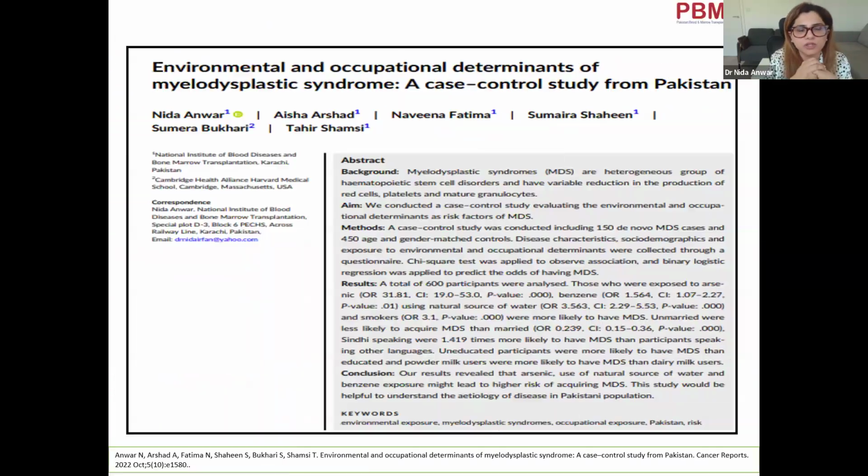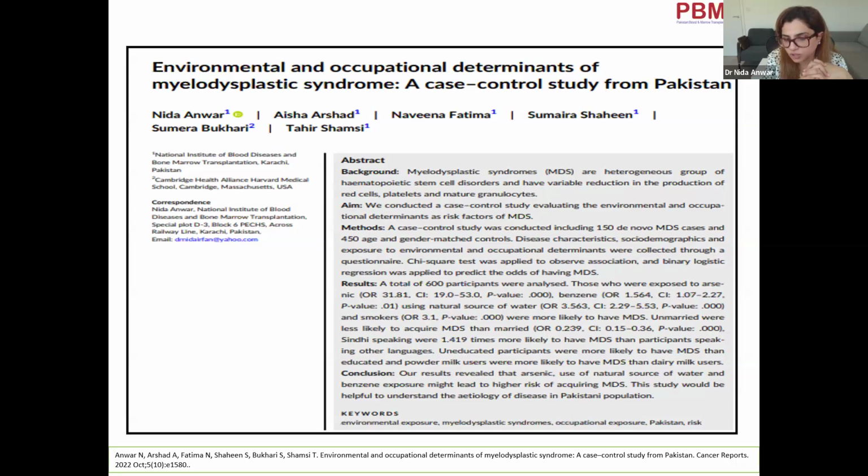Another interesting observation came when we did a case control study on the environmental and occupational risk factors, because we've seen MDS at a very young age, like 25 years, with proven cytogenetic and clonal abnormalities. So we're quite concerned about the reason we're getting MDS at such a young age.